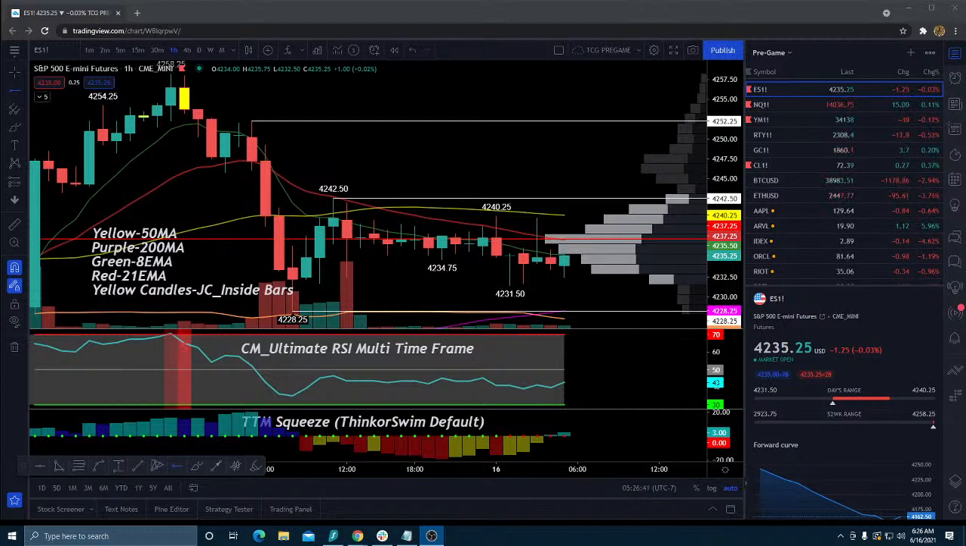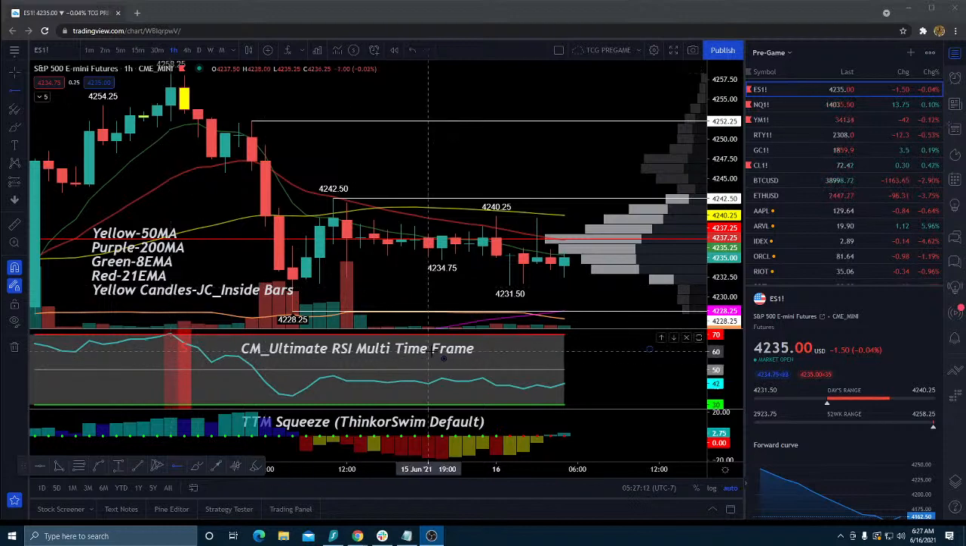If you are interested in my chart setup, you can screenshot this. I use tradingview.com. You can see it right up here. Literally, it's my most asked question: what do I use for charting? Tradingview.com. I set up these charts to my liking. I use the yellow and purple simple 50 and 200 moving averages, and the exponential moving averages that I use, 8 and 21. The yellow candles are just inside bars. I like for them to pop out at me.